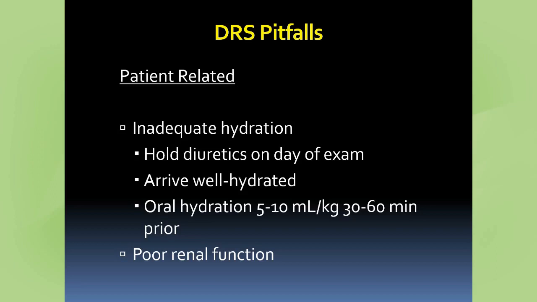So why is that important? Well, there are several patient-related pitfalls to these studies, and inadequate hydration is the first one that comes up. If you, again, don't have fluid available to mobilize, you're not going to be able to create enough urine to determine whether you have an obstructed versus non-obstructed situation going on. So to avoid that, you want the patient to be well hydrated. You want them to have oral hydration per guidelines of 5 to 10 cc's per kilogram, 30 minutes to an hour beforehand, and hold their diuretics on the day of exam if they're prescribed them at home. And then we'll talk about poor renal function here later.